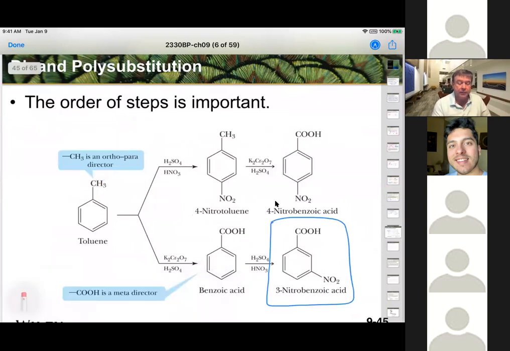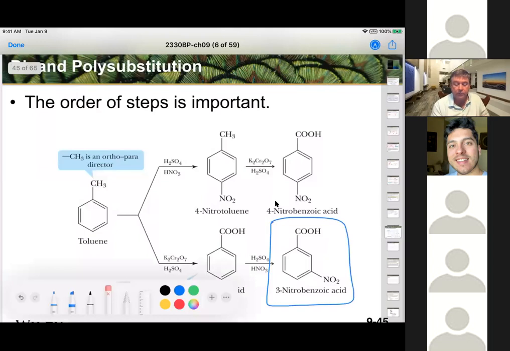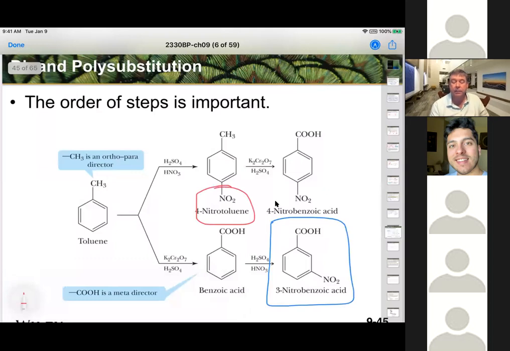if we were to nitrate it, it's an ortho-para director, meaning its primary product would be the para-nitrotoluene, and then when we oxidized it, we get the para-nitrobenzoic acid. So that's not the isomer we want. So even though this is an activated reaction and would happen faster, we get the wrong isomer.